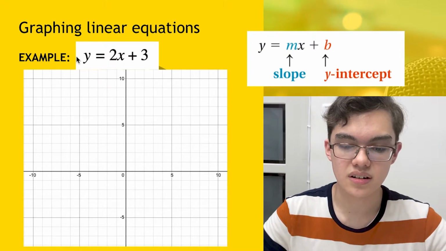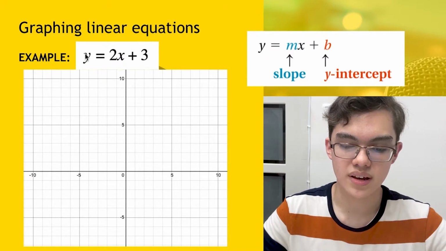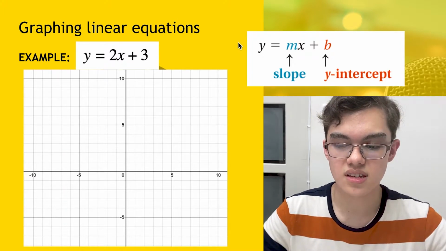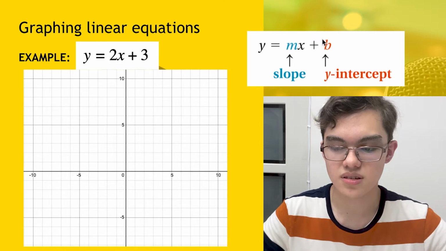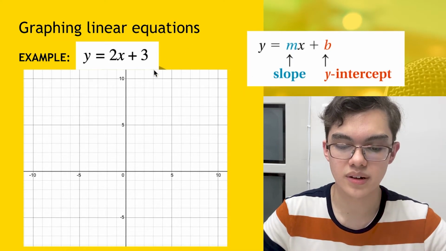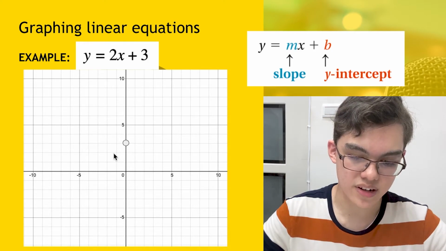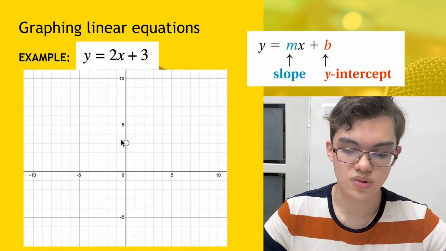So an example here, this one's in slope-intercept form. We have y equals 2x plus 3. So the 2 in this case substitutes the m, and the 3 substitutes the y-intercept. So once we have the y-intercept and the slope, we can graph a line. So first, we know that the y-intercept is at 3. So we look on the y-axis, and we know that 3 is right here. So that's our first point.